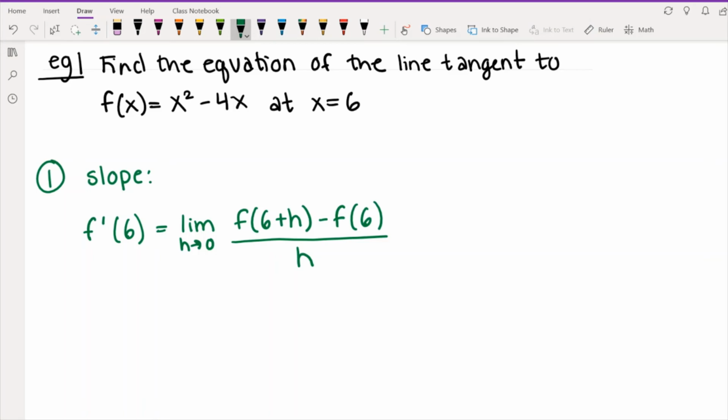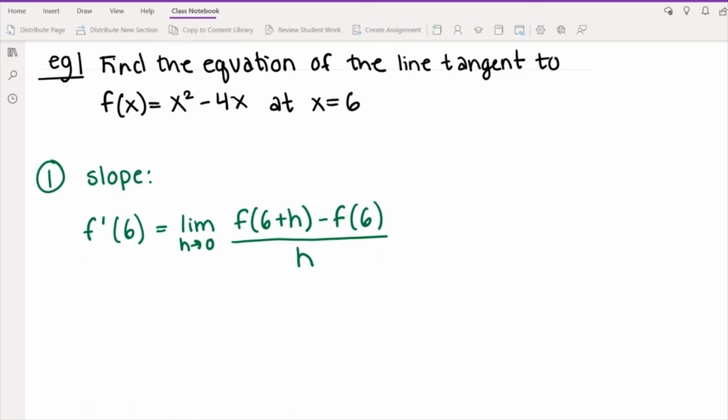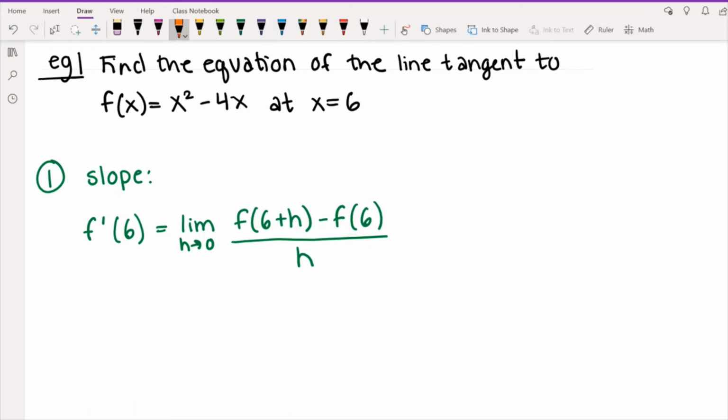So this is one where I think it's definitely going to be helpful to write out what f of 6 plus h and f of 6 are off to the side individually first before you attempt to simplify this, because otherwise I think things can get a little crazy. So we know that our function is f of x is equal to x squared minus 4x. So if we wanted to find f of 6 plus h, that means that we're replacing x with 6 plus h. So we want to say (6 plus h) squared minus 4 times (6 plus h).